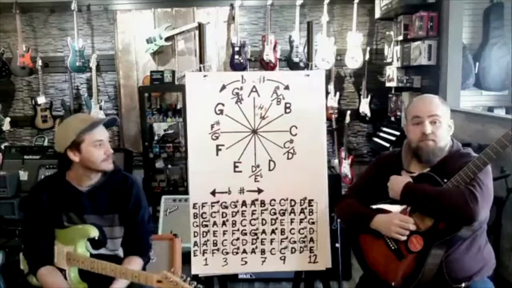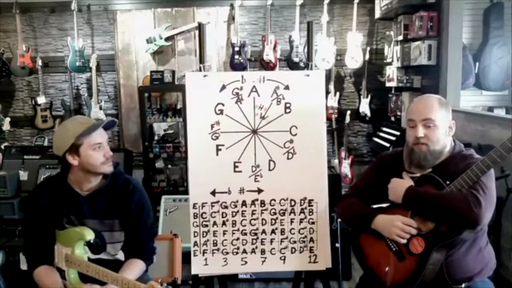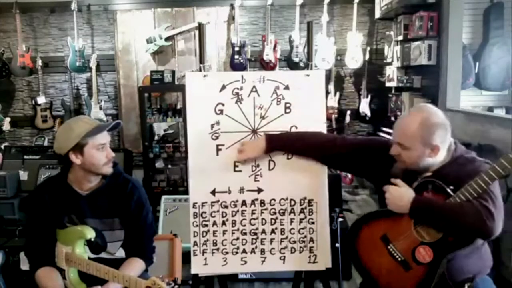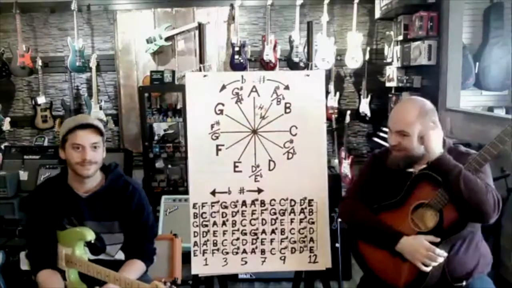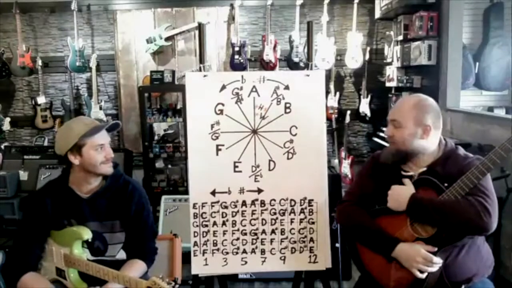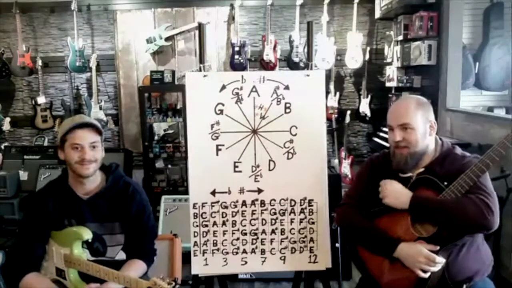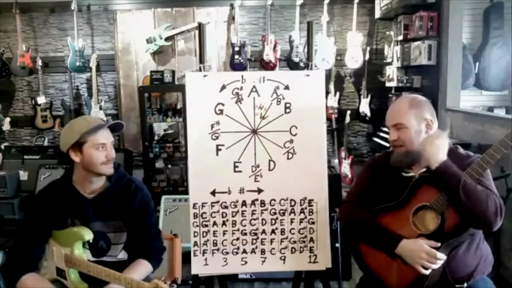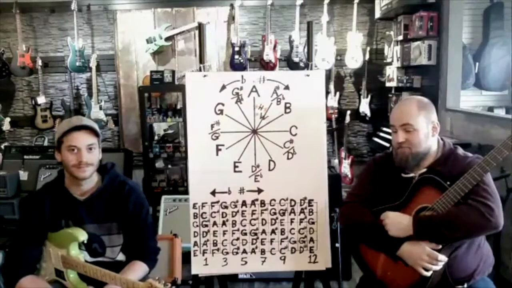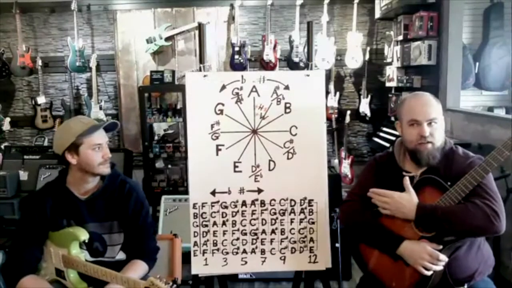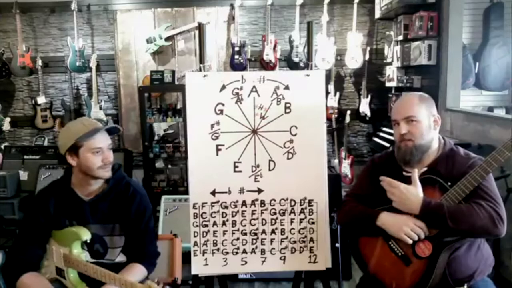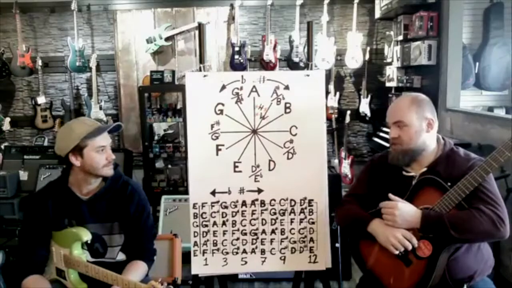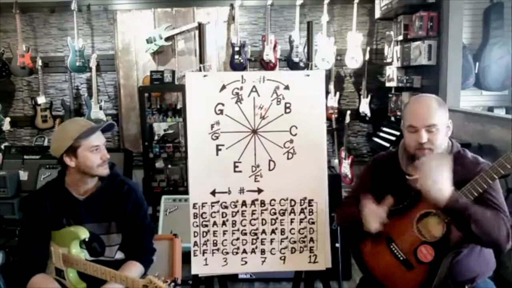Another way to remember that there's nothing between B and C and E and F is: because everyone forgets. That's something I came up with. B, C, E, F. Nothing between B and C. Nothing between E and F. That's a phrase I use to help kids remember, and adults too.